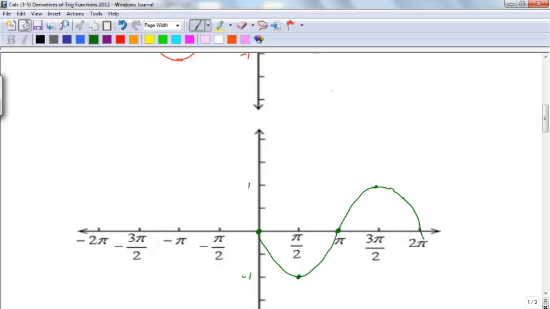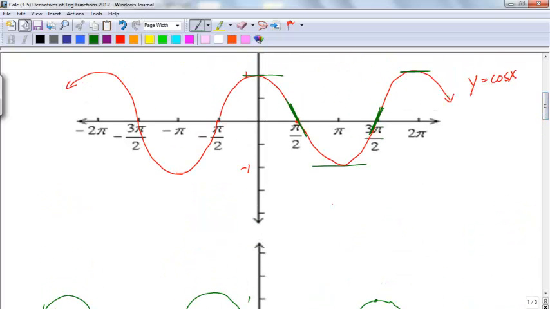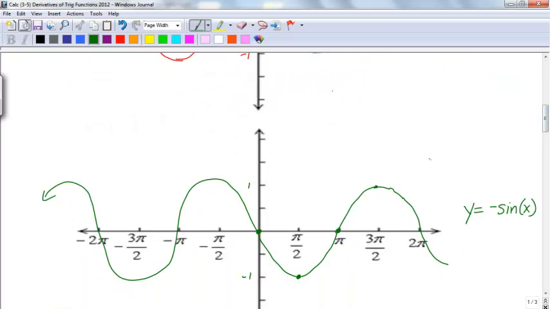And if you look at this graph, this would end up being the graph not of sine or cosine, but it would actually be the graph for y equals negative sine of x. So basically what we've done is we've taken the derivative of cosine, looked at the tangent lines at special points, and figured out that the derivative of cosine, with respect to x, is negative sine of x.